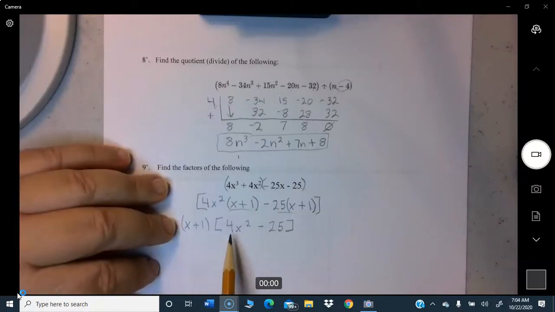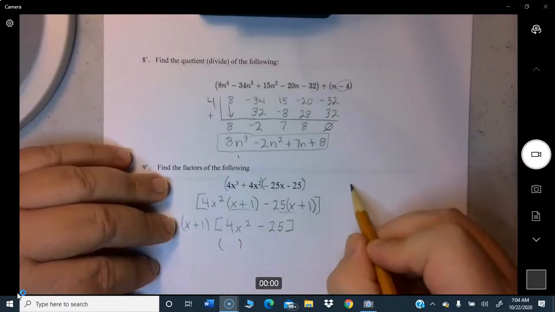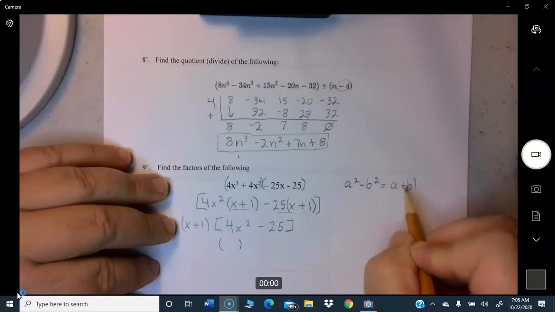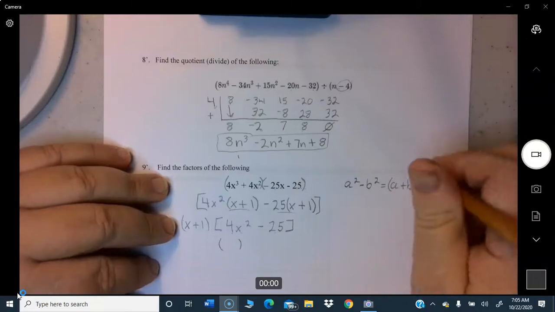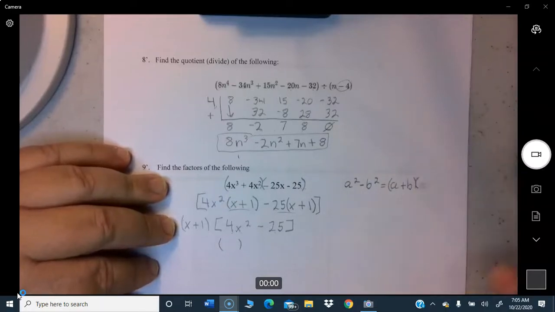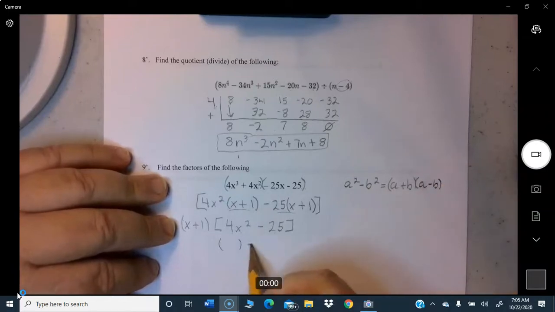We can see this is a difference of squares. 4 is a perfect square of 2, x squared is a perfect square of x, and 25 is a perfect square of 5. So we go ahead and do this. Let's go ahead and write our equation for difference of squares. a squared minus b squared equals a plus b times a minus b. Okay, so you have to determine what your a is and what your b is.